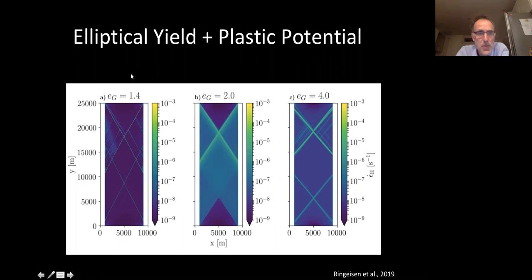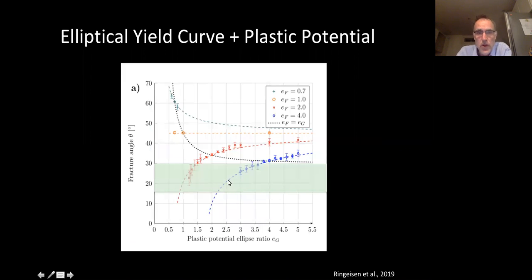If you have a plastic potential with a small elliptical aspect ratio, that is, a fat plastic potential, you see fault lines that are much more acute, and more in line with the observation. When you use a very thin plastic potential, the angles are larger and further away from observation. When we look at it in terms of fracture angle as a function of the plastic potential ellipse ratio for various yield curve ellipse ratios.